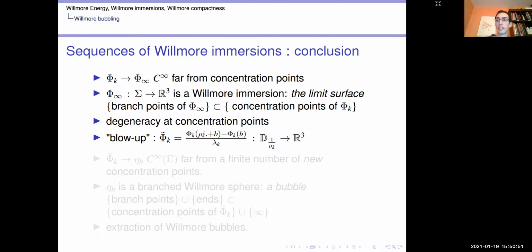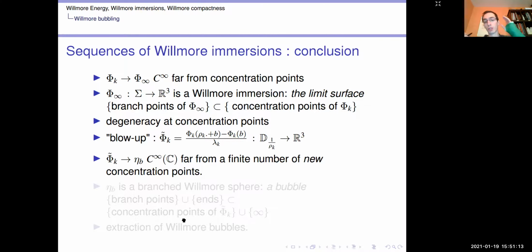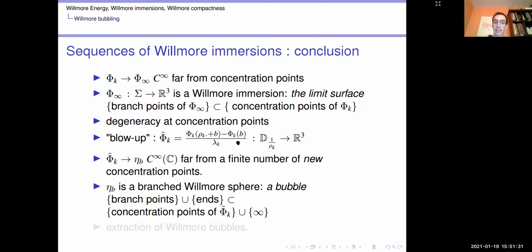So looking at this blow-up with these two different zooms, one zoom in the surface, one zoom in the ambient space, we have a new sequence of Willmore immersions, which is going to converge towards a Willmore immersion on C. So C, let's say that it's a sphere, because it's a sphere with one end. So let's say that we converge towards a sphere, away from a finite number of new concentration points. The limit is a branched Willmore sphere. This is what we call a bubble. And this time, because this factor here may make the surface explode, we cannot ensure that the limit surface is going to be compact. In fact, it may have branch points and it may have ends. But those singular points can only happen at the concentration points of phi tilde k, or at infinity, which is the point which is linked to the previous surface.